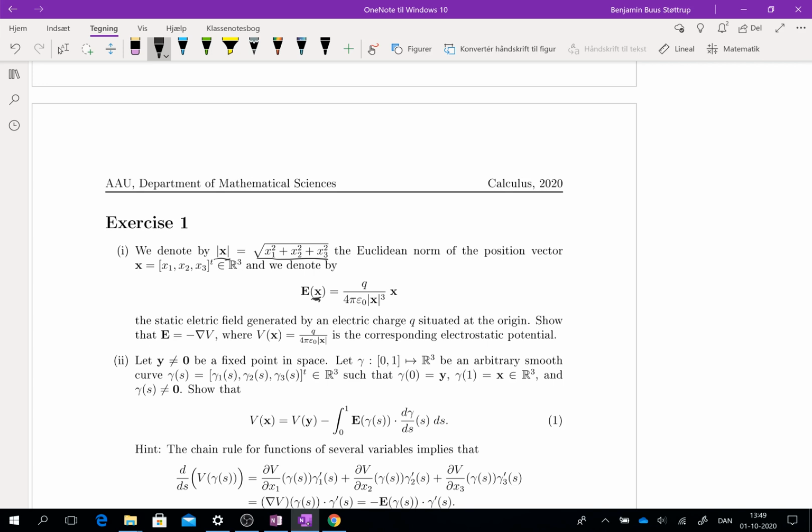And we have to show, well, it's basically the electric field generated by an electric charge situated at the origin, and we have to show that in fact E is equal to minus the gradient of a function V called the potential, where V is given like this.